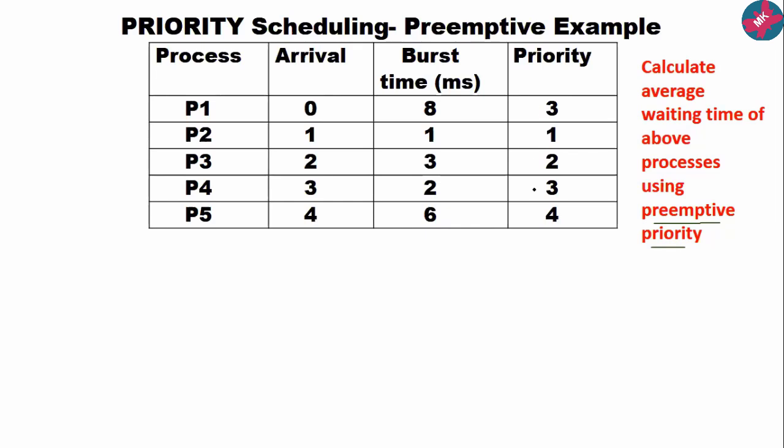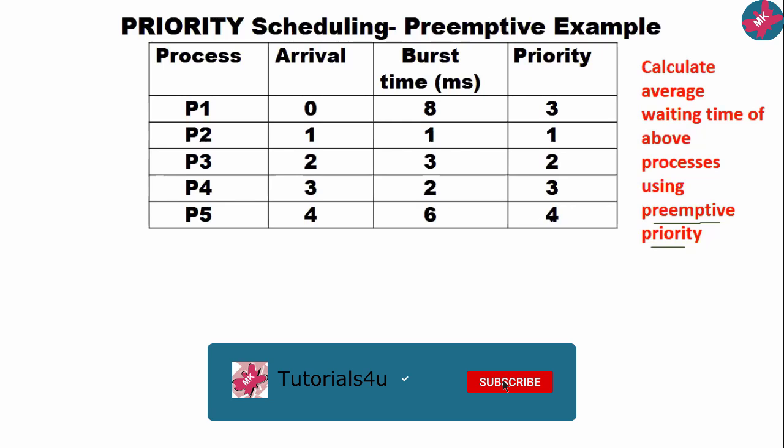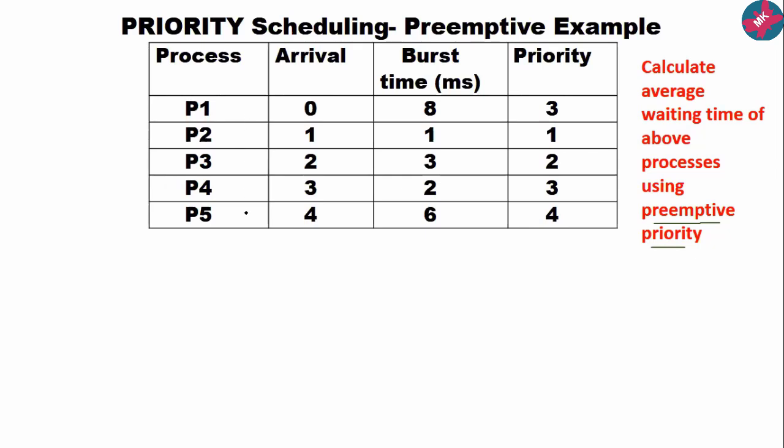So, if you observe these processes, the first process that needs to be executed should be P2. Why? Because its priority is 1. After that, next priority 2 is there, so P3 needs to be executed. After that, if you observe P4 and P1, both have the priority of 3. It is the same, isn't it?